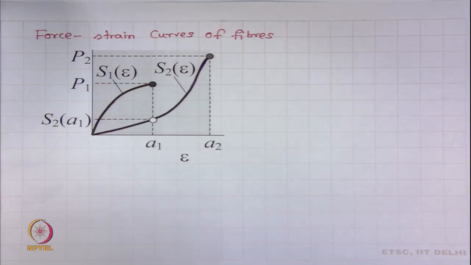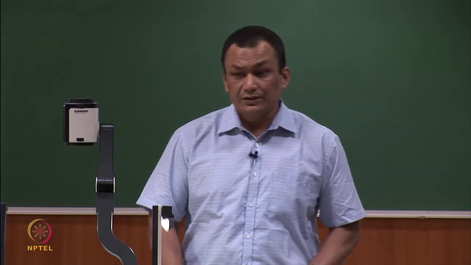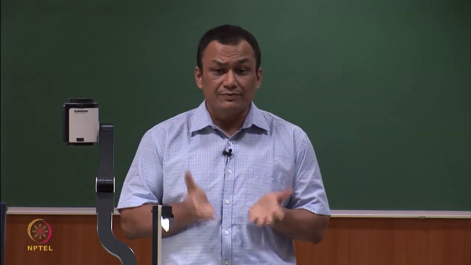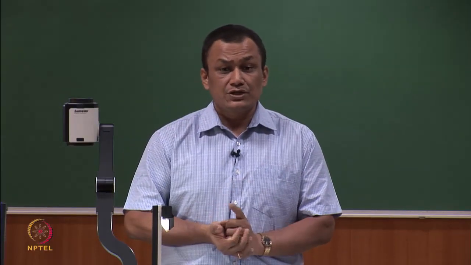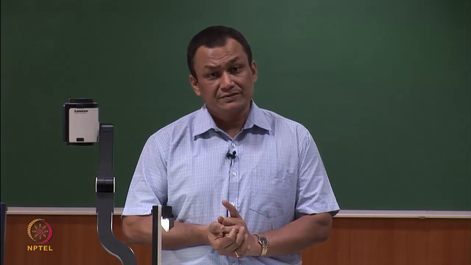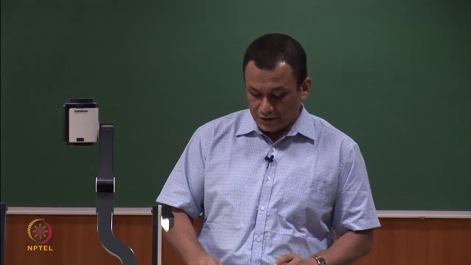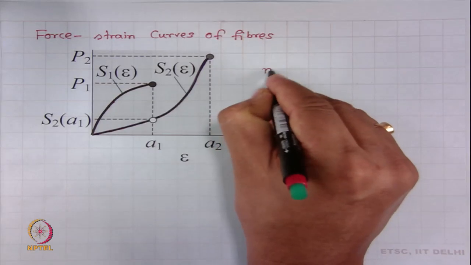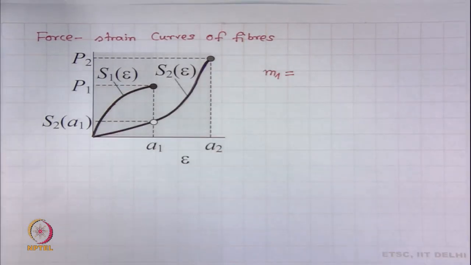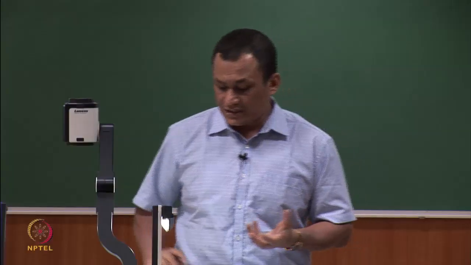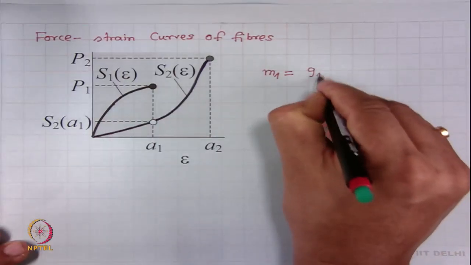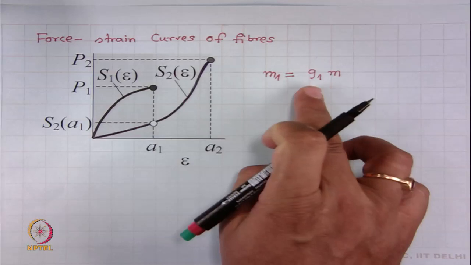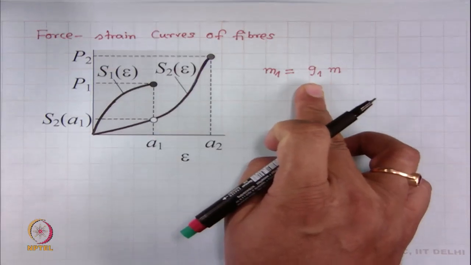Now, what do we have to consider? We have to consider, if this is the fiber stress-strain behavior, then what will be the behavior of the bundle. So, first we need to know how many type 1 fibers are present and how many type 2 fibers are present. In order to do that, let us say M1. What is M1? M1 is the mass of type 1 fibers. So, that is equal to G1 into M. M is the mass of all fibers, G1 is the mass fraction of type 1 fiber.